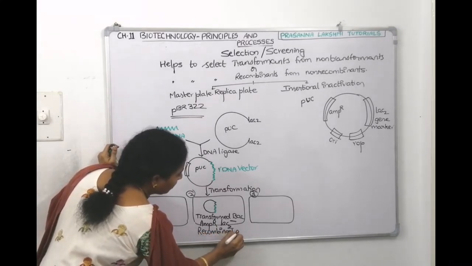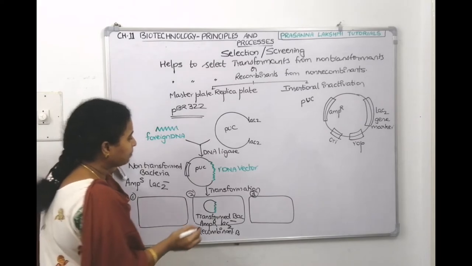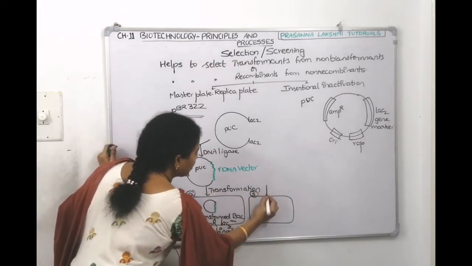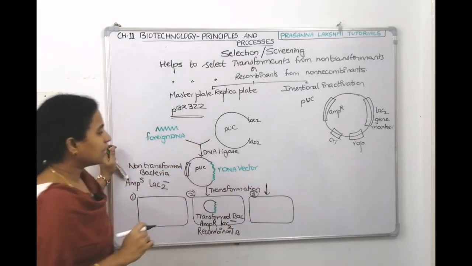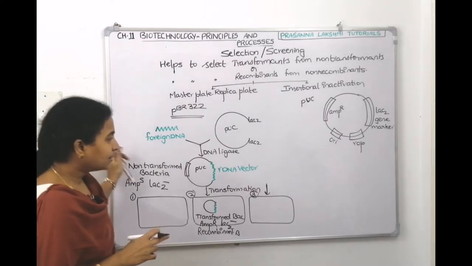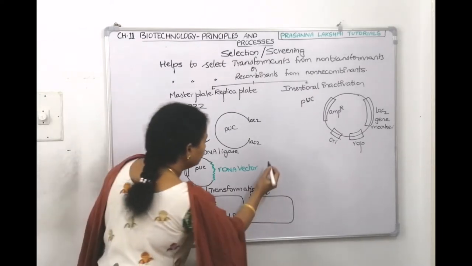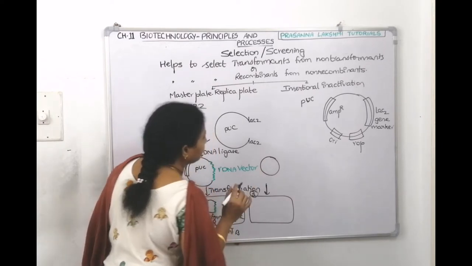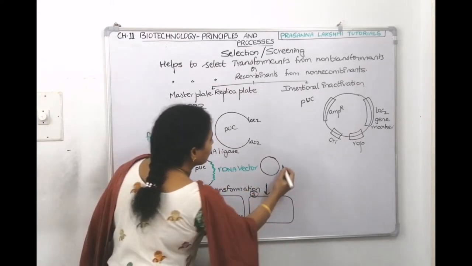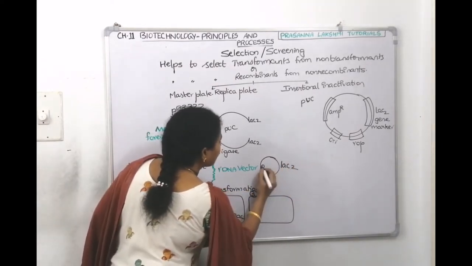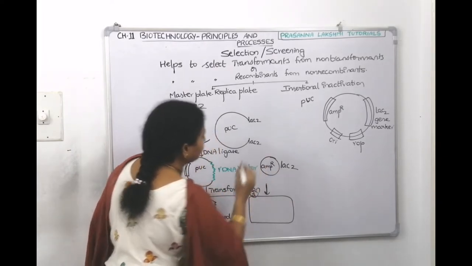It is a recombinant bacteria. Now, coming to the third one, this also participated in transformation, but it did not take the rDNA vector. It took the unaltered vector, where lacZ is there and the ampicillin resistant gene is also there.